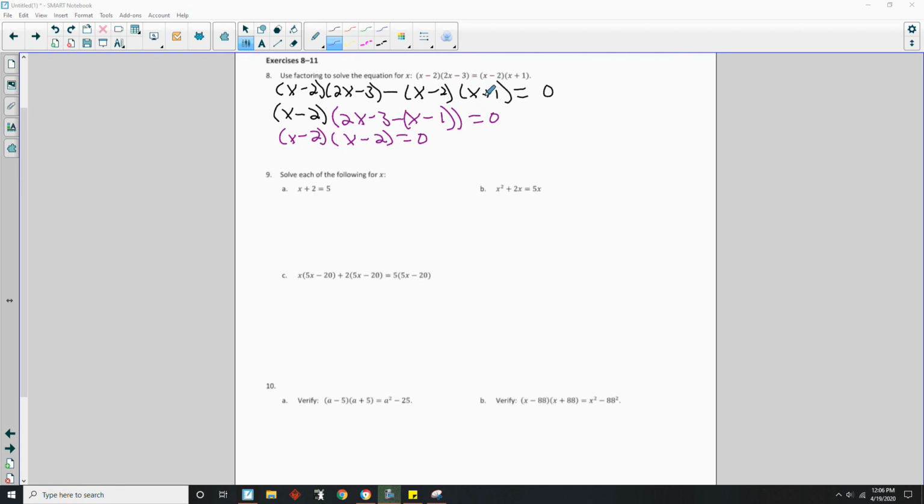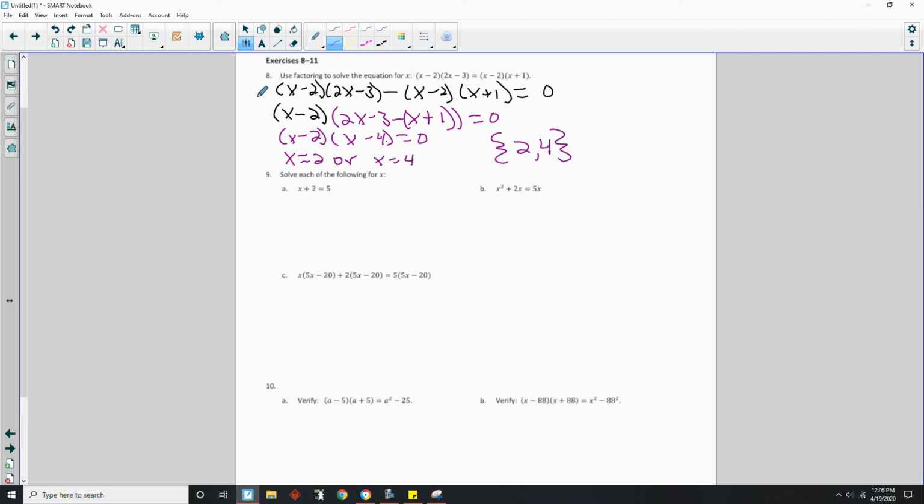Did I do that correctly? No, I made a mistake. See this x plus 1? That should be a plus right here. That changes this. Okay, so this should be 2x minus x is x. That's correct. But minus 3 minus 1 is minus 4. Now I get x equals 2 or x equals 4. So I have two solutions, 2 and 4.